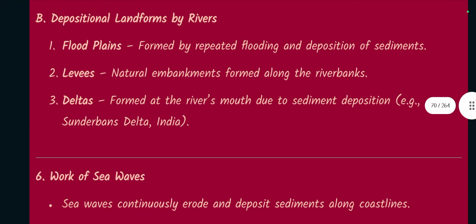Depositional landforms by rivers. Flood plains, formed by repeated flooding and deposition of sediments. Levees, natural embankments formed along the river banks. Deltas, formed at the river's mouth due to sediment deposition. For example, the Sundarbans Delta, India.